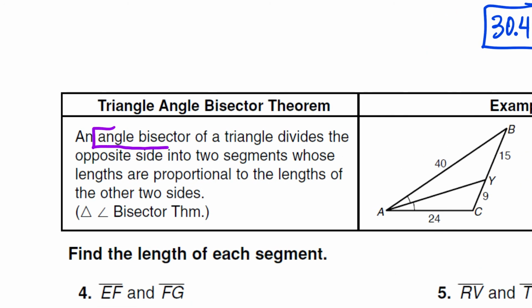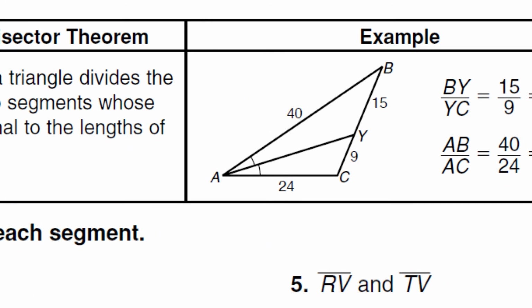Okay, so it's been a while since we've talked about this, but what does angle bisector mean? What does bisect mean? Cuts it exactly in half. So an angle bisector cuts an angle exactly in half. That's exactly what's going on right here, that AY is the angle bisector in that situation. And so that angle bisector splits that proportionally.